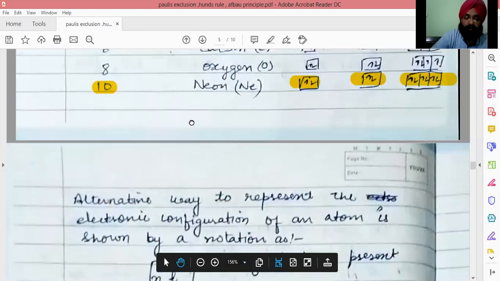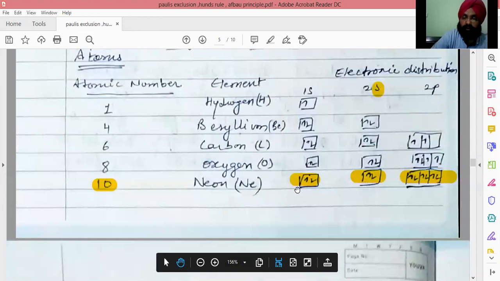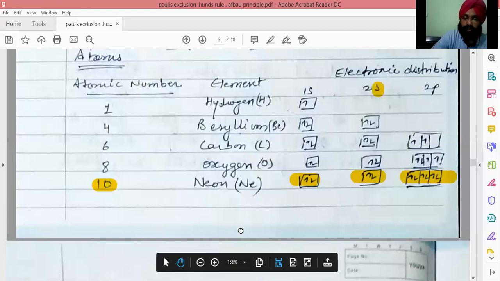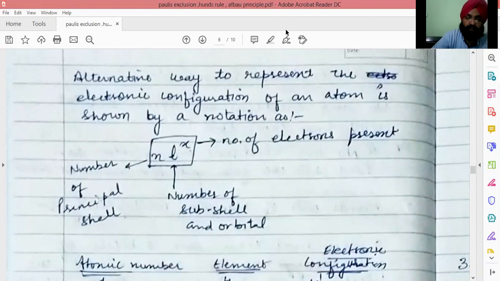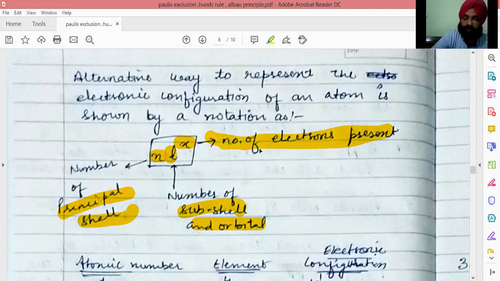Okay. Now there is an alternative way. This was the orbital electronic configuration. We cannot draw boxes all the time to show the electronic distribution. So the other simple way to write the electronic configuration is here. In this case, we have to write n, l, x. Now what is n? n represents the principal shell. l represents the subshell: s, p, d, f. And the superscript x shows the number of electrons.